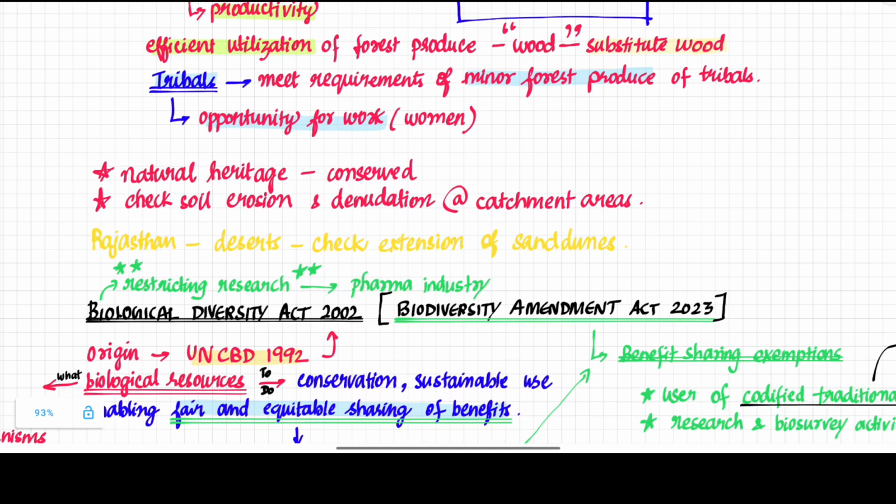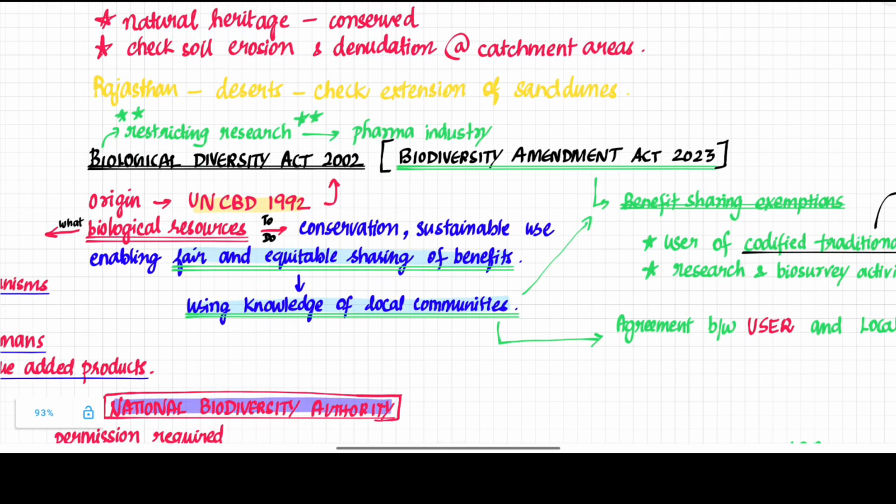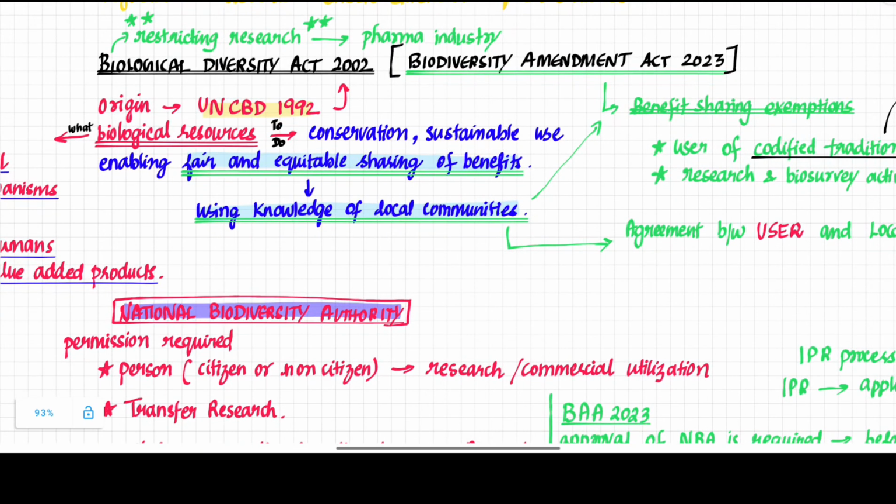Tribals meet their minor forest produce without the use of wood, that is substitution of the wood, and there is opportunity for work for the tribals. Natural heritage should be conserved, along with soil erosion and denudation, and Rajasthan deserts. Then we have the Biological Diversity Act.